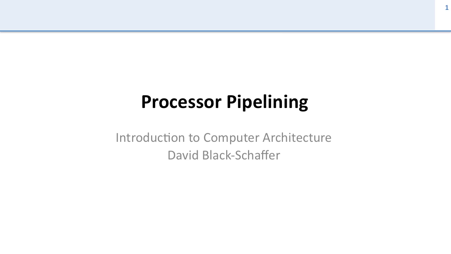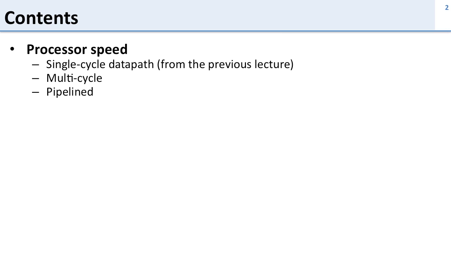So today we're going to talk about processor pipelining. We're going to start out talking about processor speed, by reviewing the single cycle data path we had in the previous lecture, and then we're going to talk about how we can solve some of the problems from that with a multi-cycle data path, and then introduce pipelining.